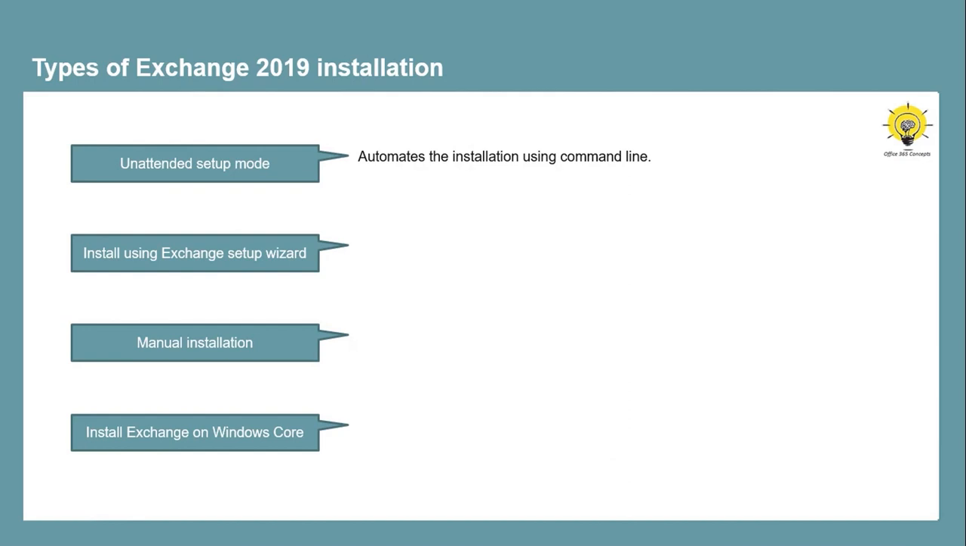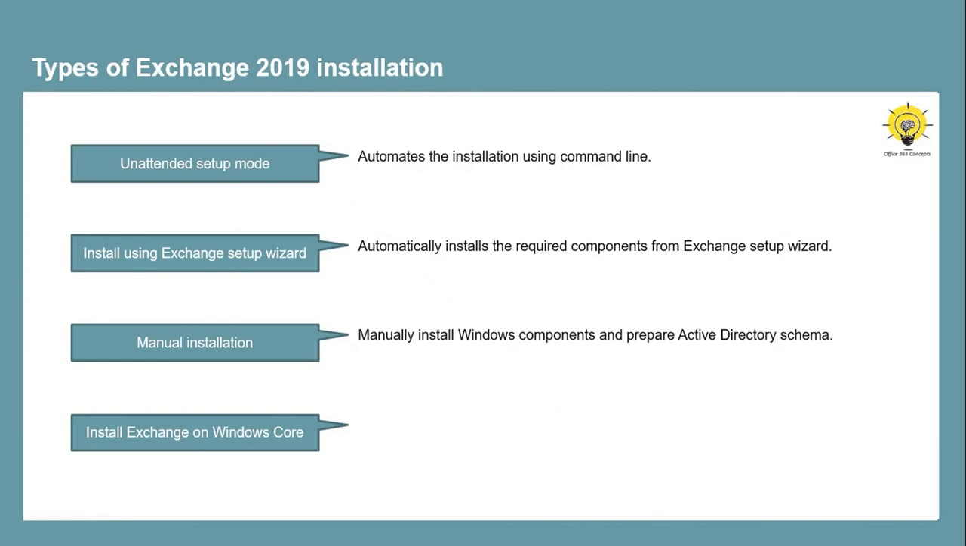If you install Exchange using Exchange Setup Wizard, you do not have to run any commands to prepare the Active Directory or Active Directory schema. Everything will be installed and configured automatically by Exchange Setup Wizard. In manual installation setup mode, we install Windows components manually using PowerShell commands. We use command line switches to prepare Active Directory and Active Directory schema, and then we install Exchange Server using Exchange Setup Wizard. And the fourth method is to install Exchange 2019 on Windows Core version.